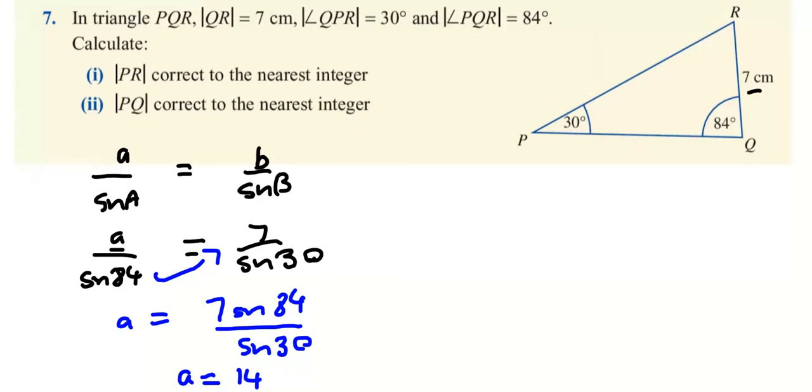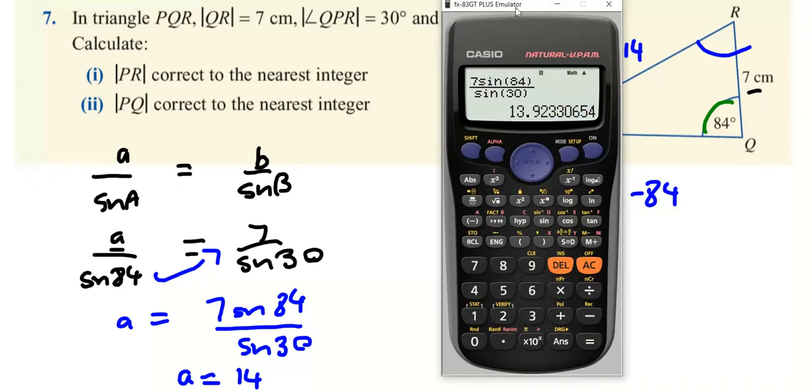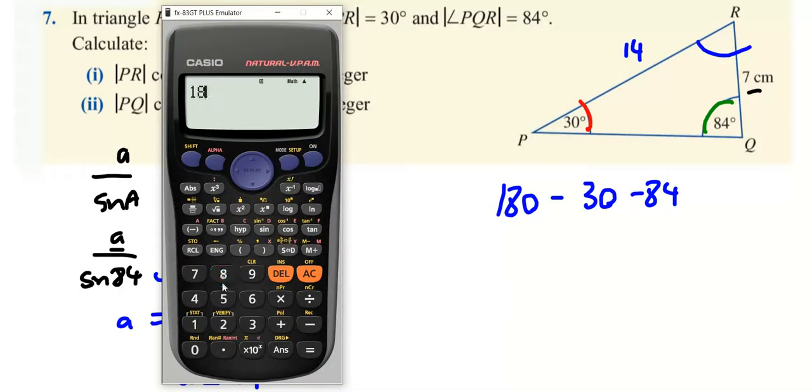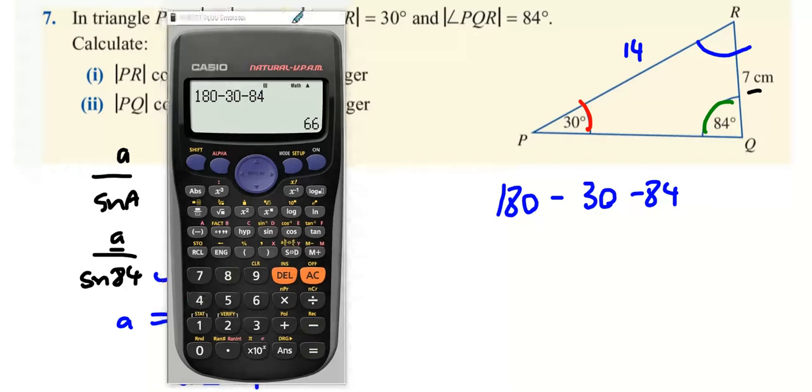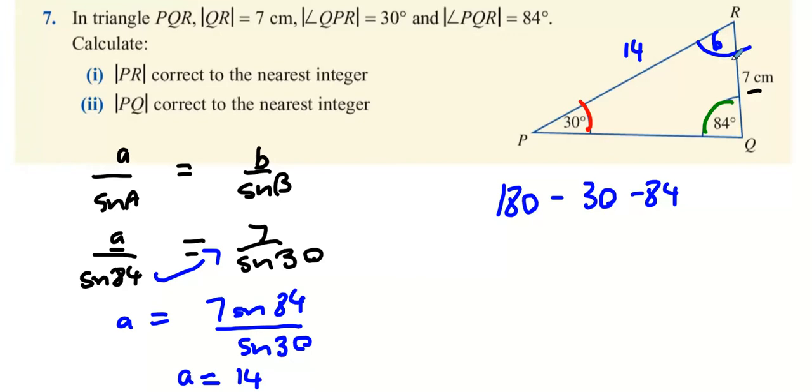Okay, now another trick we have is that all three angles have to add up to 180 degrees. So the red angle, the green angle, and the blue angle have to add up to 180 degrees. So if we get 180, take away the 30 degrees, take away the 84 degrees, what we should get here is 66. So that's 66 degrees.